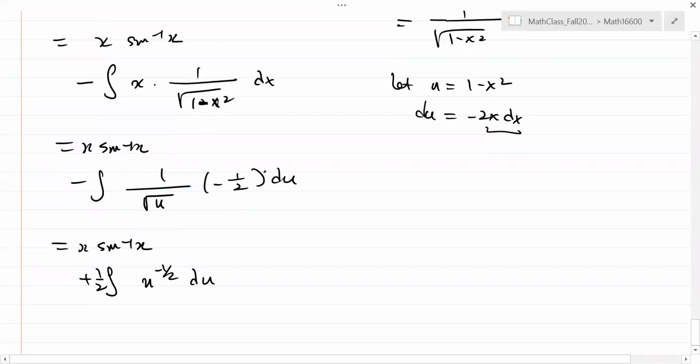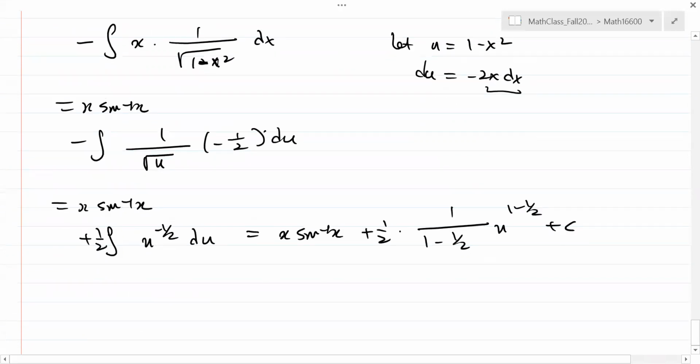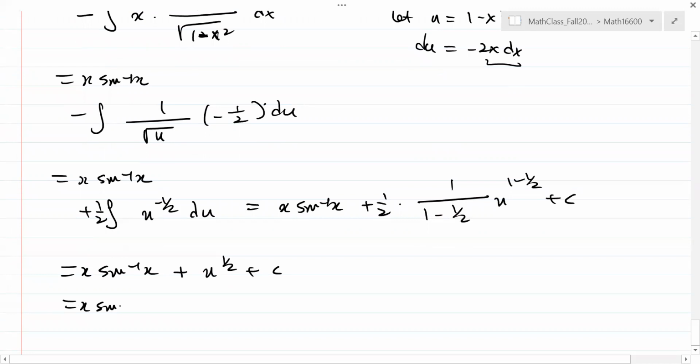So you find the antiderivative of that function, this is substitution, and that's going to be 1 over negative 1/2 times u to the power of 1 minus 1/2, plus a constant. All right, so now you simplify this. The 1/2 is gone, and it's just u to the 1/2 plus c. So what is u? It's 1 minus x squared. Okay, it's done.